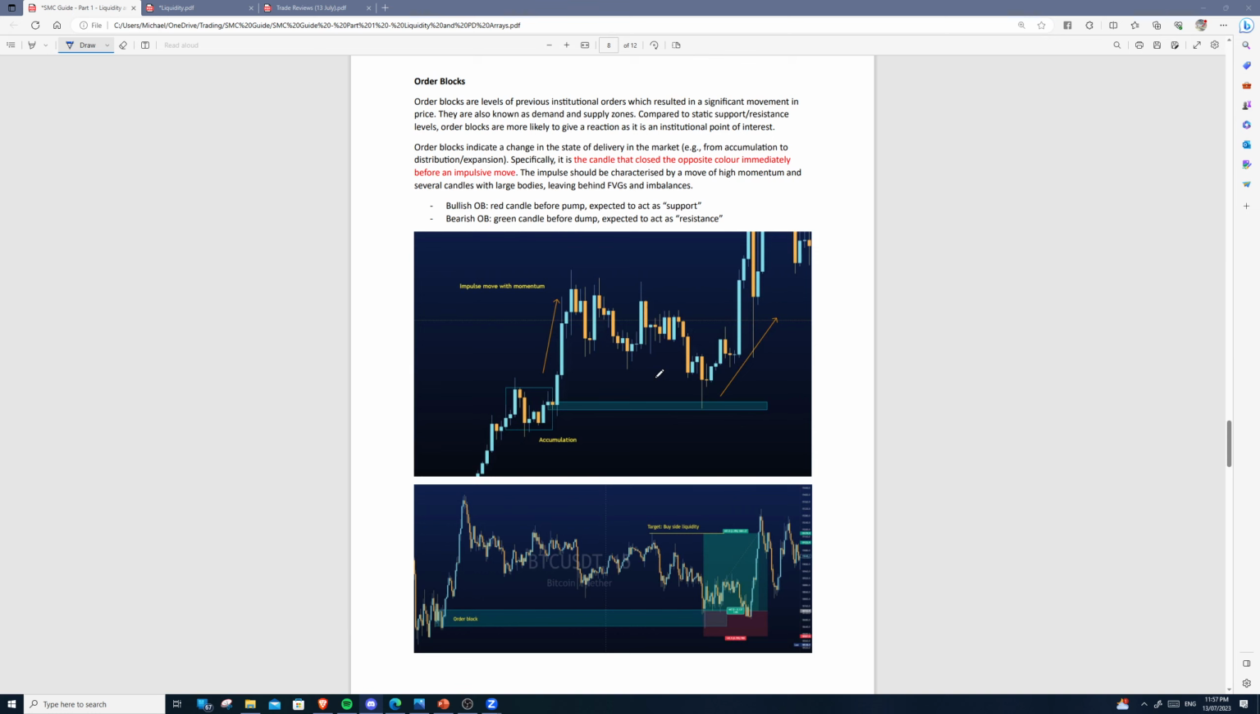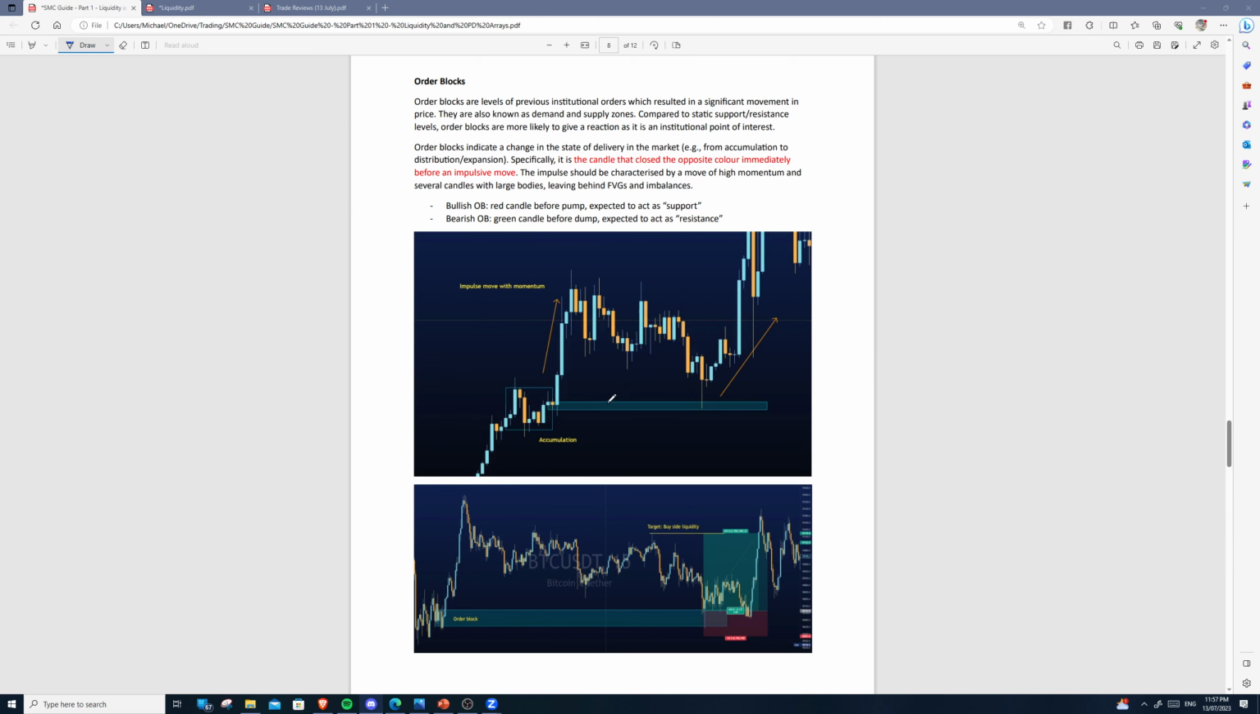Moving on to order blocks. Order blocks are levels of previous institutional orders which resulted in a significant movement in price. Some people call them demand and supply zones. Compared to static support and resistance levels, they're more likely to give a reaction because institutional traders use those levels as their point of interest.